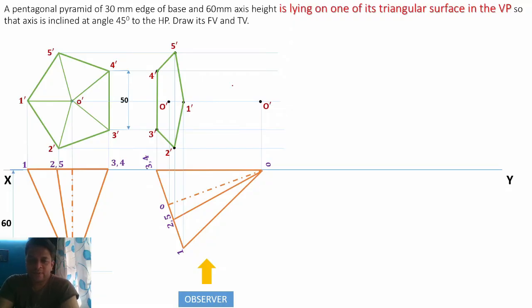Now what points make the outline? O dash and 2 dash, O dash and 5 dash. So connect them, O dash 2 dash and 5 dash O dash. Now the remaining edges are, here we have seen O dash and 5 dash already connected, O dash and 2 dash is already connected. So the remaining edges are O dash 1 dash, O dash 3 dash, O dash 4 dash. Okay. So for them, the visibility concept is very important.